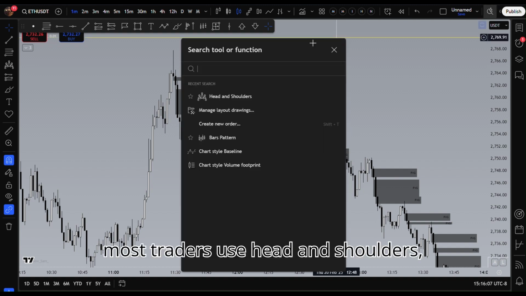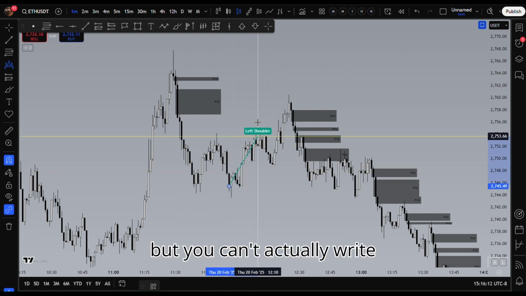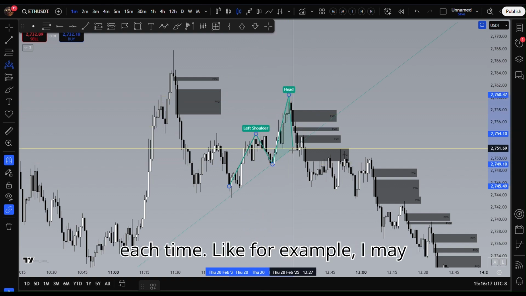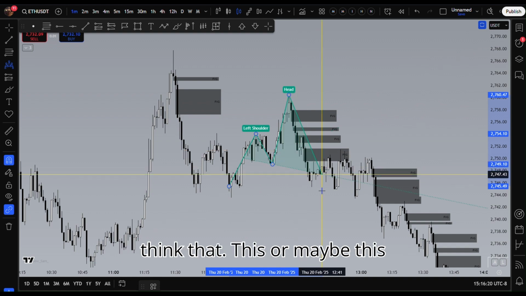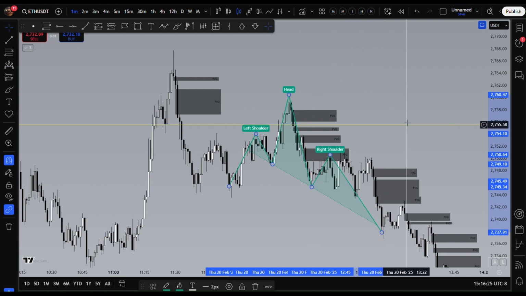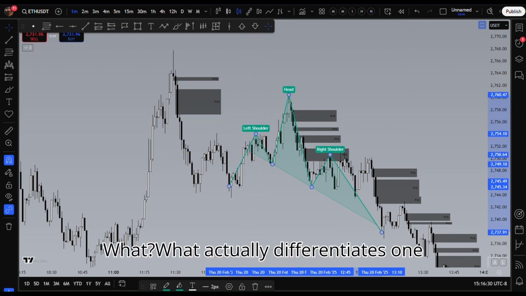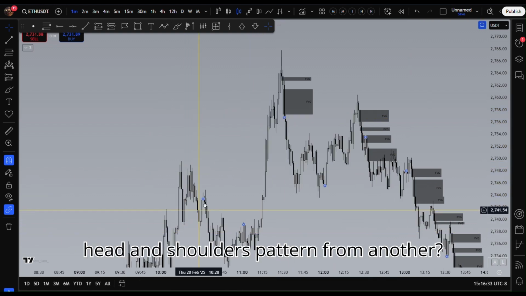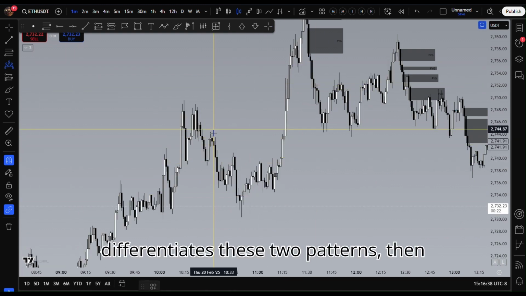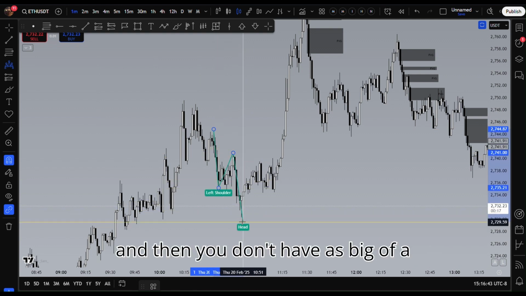For example, most traders use Head and Shoulders, but you can't actually write down a way to find Head and Shoulders each time. Like, for example, I may think that this, or maybe this, is a Head and Shoulders pattern, right? But somebody else might not. What actually differentiates one Head and Shoulders pattern from another? If you can actually write down what differentiates these two patterns, then okay, you can put it in your algorithm, and then you don't have as big of a problem.